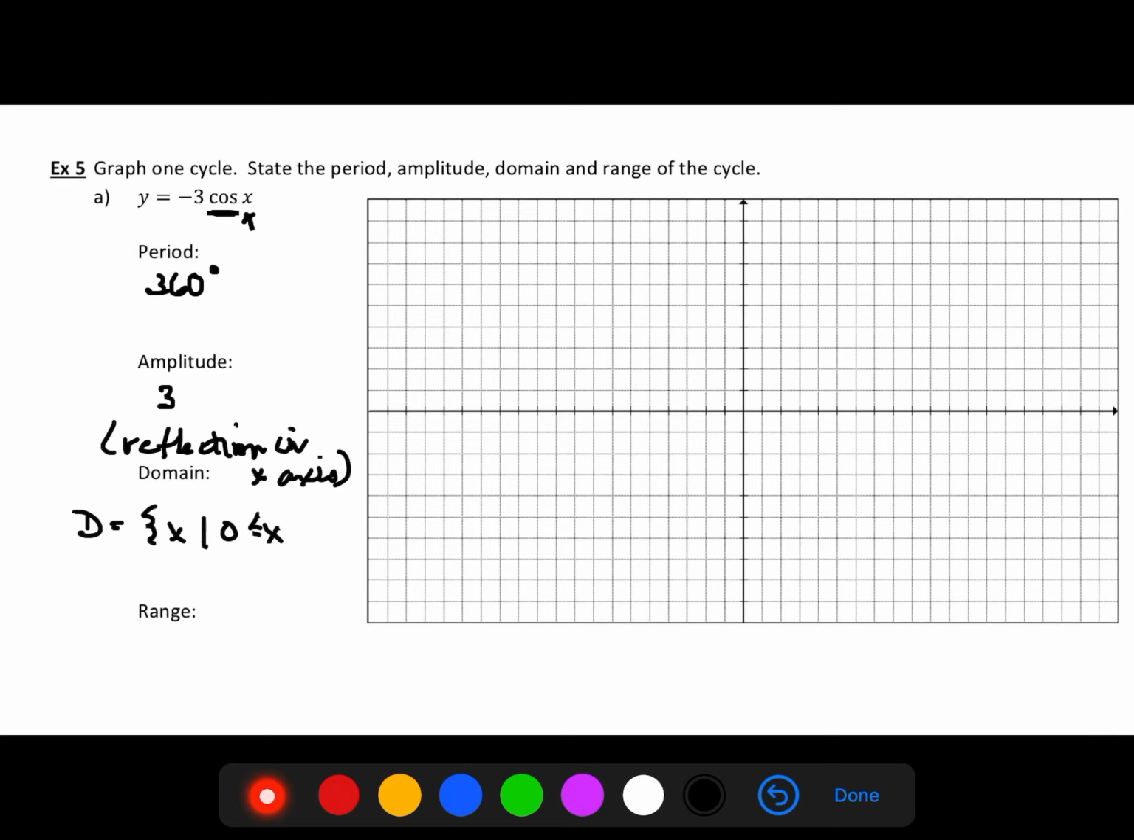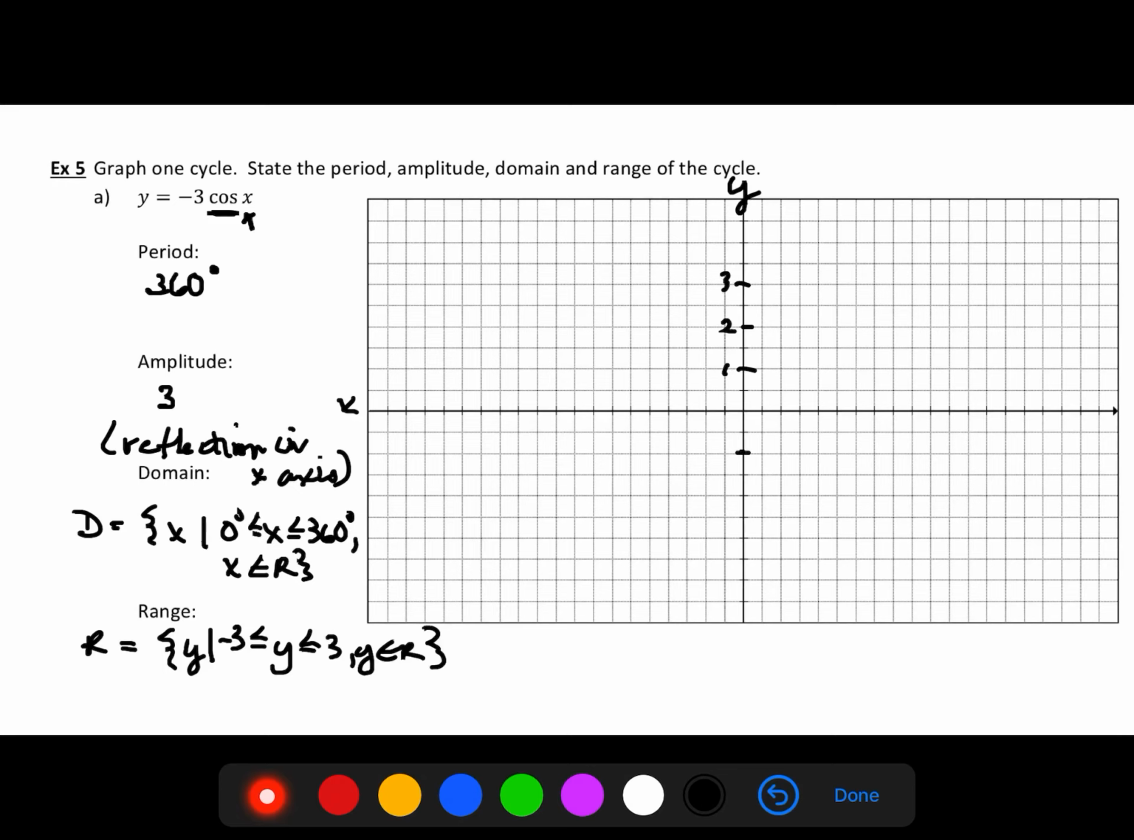Now, our domain, if we're only going to graph one cycle, then we're going to state our domain is x such that x is greater than or equal to 0, but smaller than or equal to 360. And as long as that's the case, it can be anything in between. It is a continuous line. Our range, we're going to have our y such that y is greater than or equal to -3, but smaller than or equal to +3, and can be any real number in between.